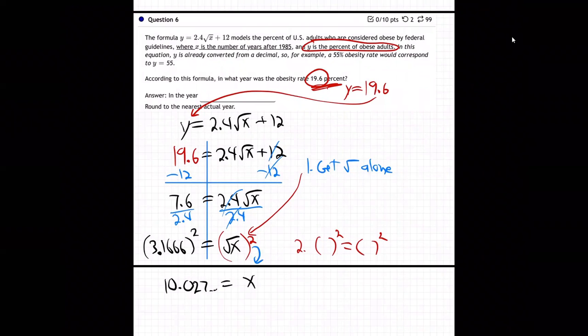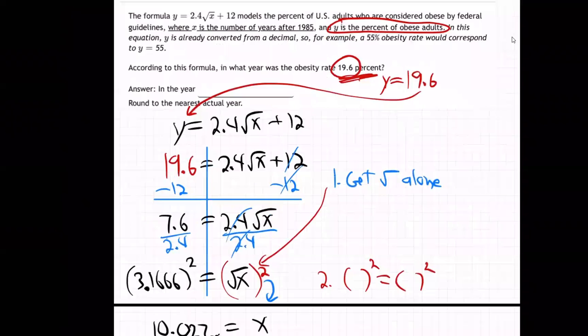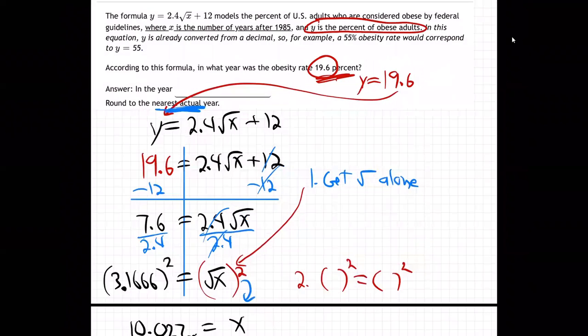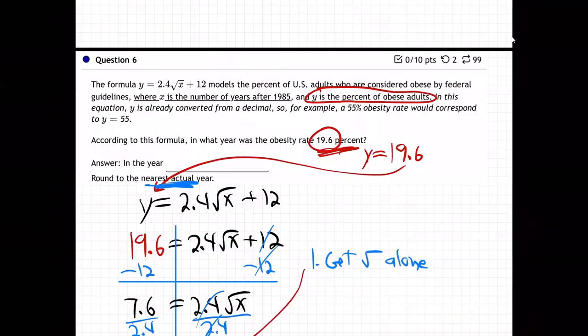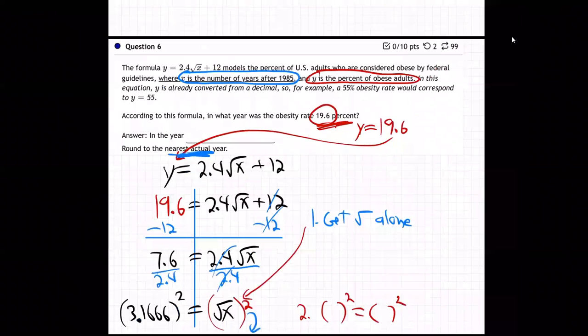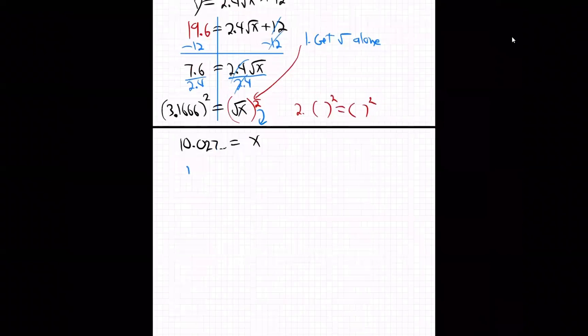X is 10, you might say, well, X is 10. They said round to the nearest actual year, so it's just gonna be 10. Well, careful. Look what it says X is. Here, let's read the fine print. It says X is the number of years after 1985. After. So if X is 10, right? I got 10. That's 10 years after 1985, right?